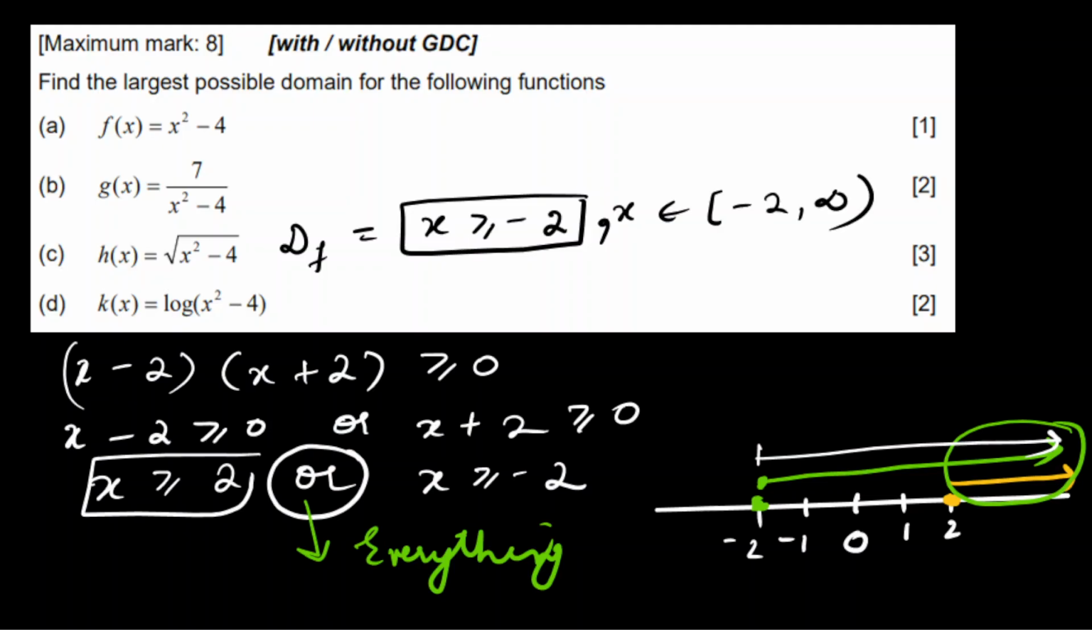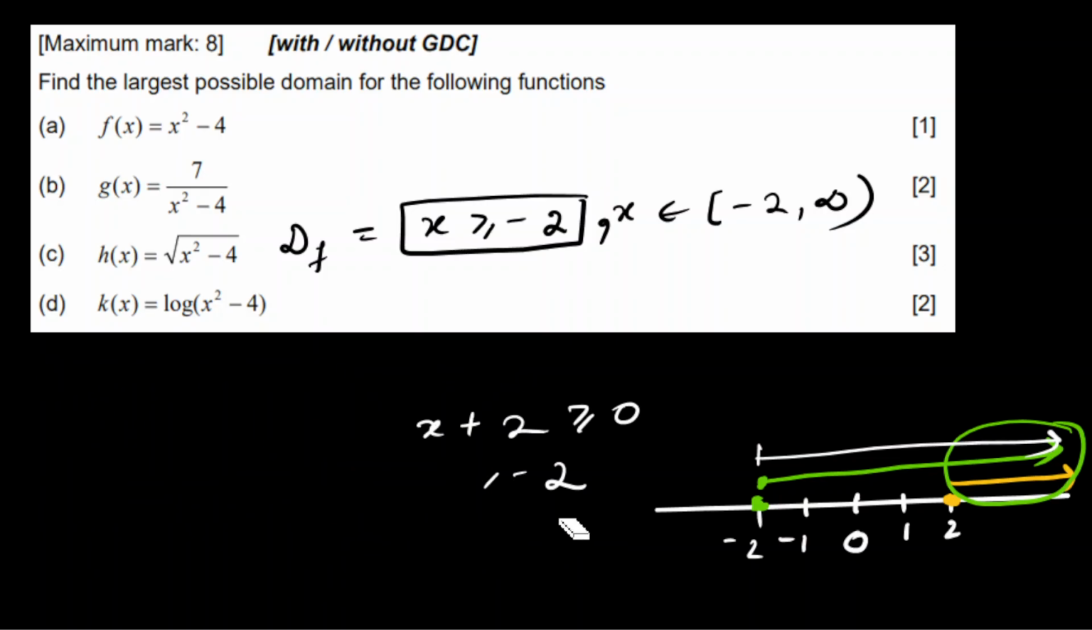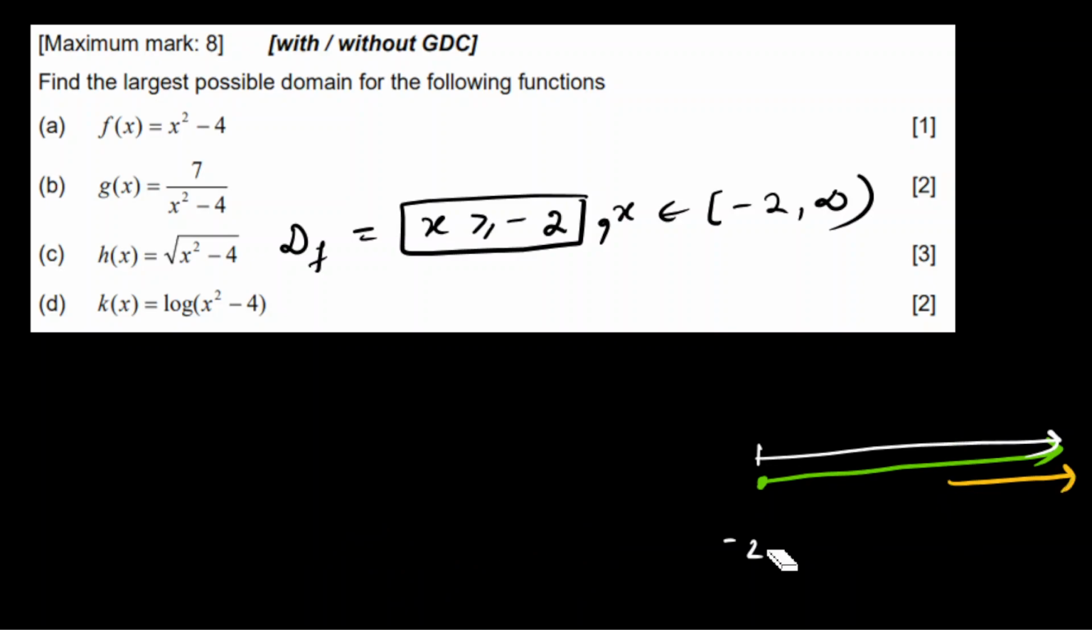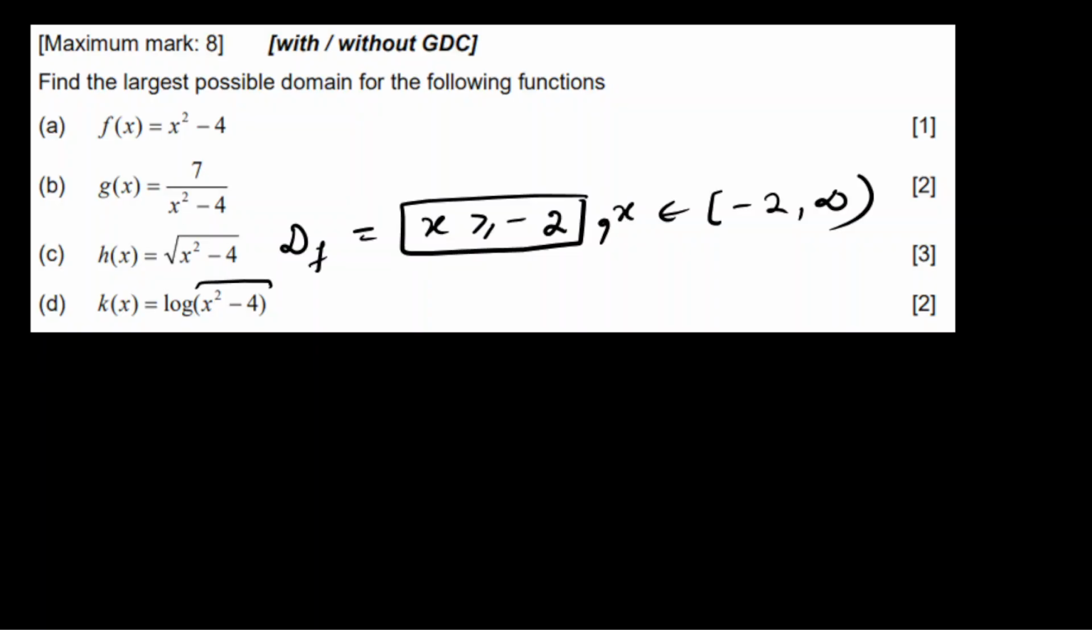Now let's do the last one. Function k is given to us in the form of logarithm. So the fourth rule we have to use here. Whenever a function is given in the form of logarithm, the expression which is written with log, we have to write it as greater than 0, only greater than 0. So x square minus 4 is greater than 0.